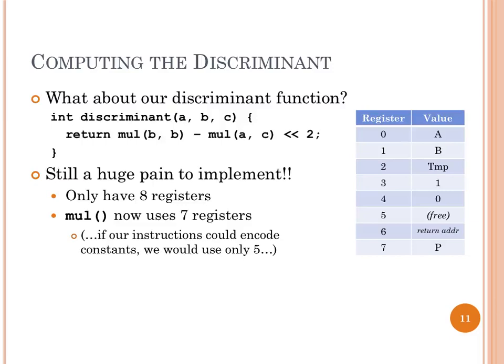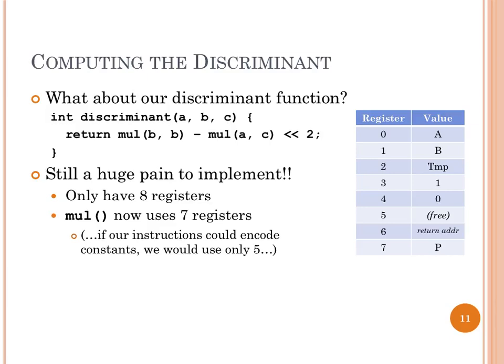Okay, so our discriminant function. We now have a way of calling mul and returning from mul. Remember, that was one of the things we had to solve. But now we have another problem, one of the other problems that we had in our list. Mul uses a lot of registers to compute its state. Okay, so I have here on the right, you can see that we use just about all the registers now. Register 5 is available. So discriminant, that's all you get, right?